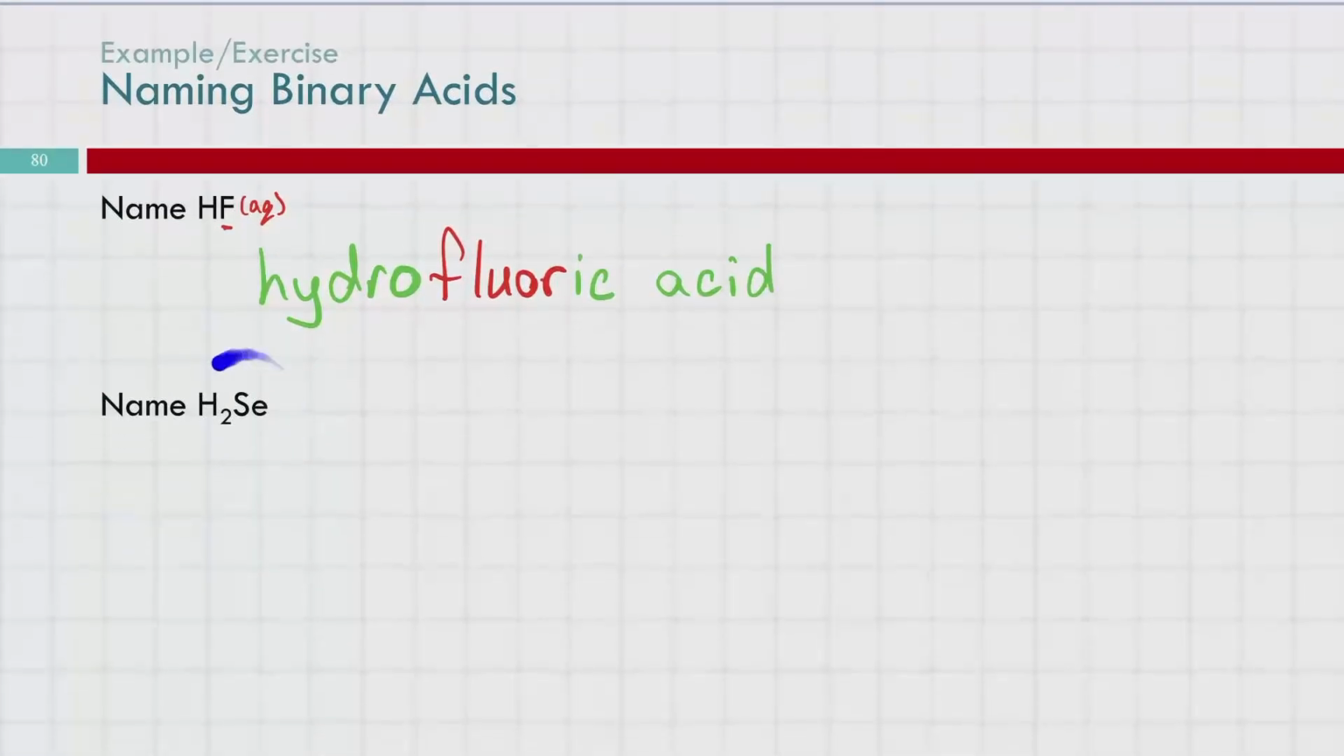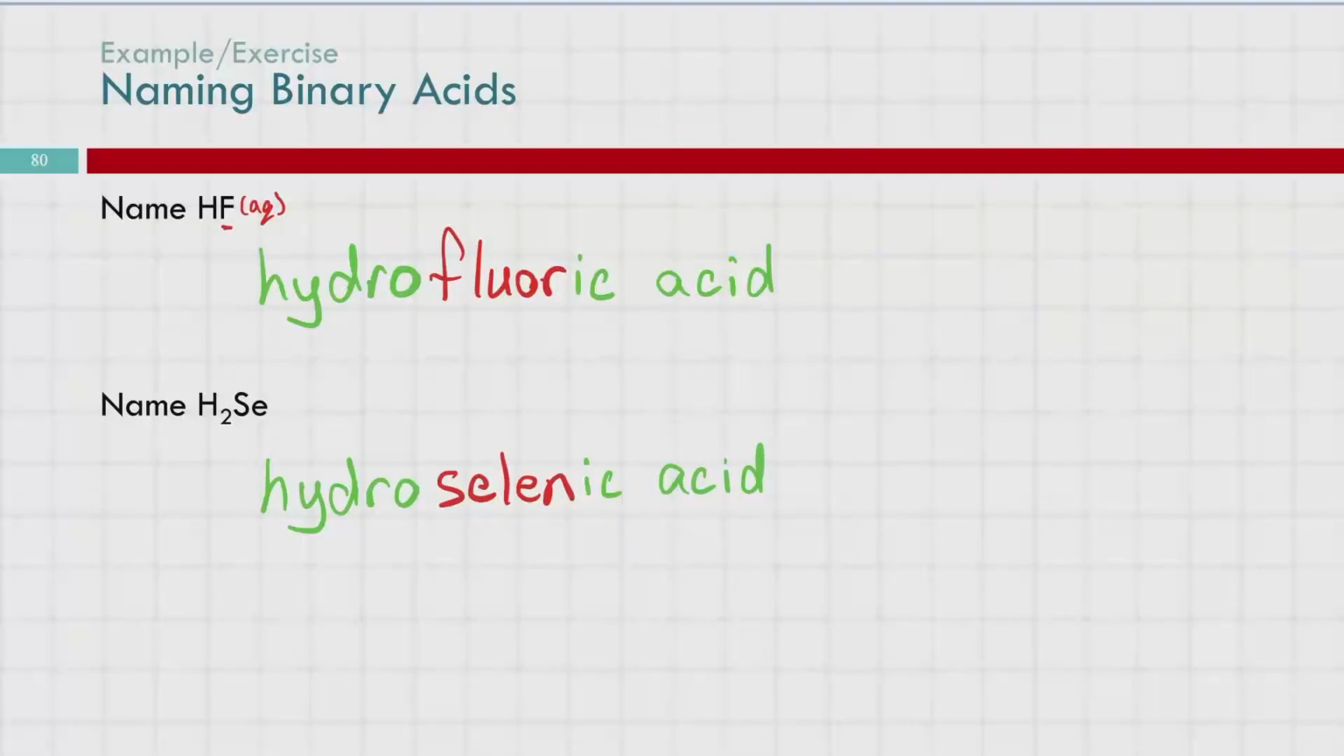We also have this other binary acid, H2Se. What do we need to include for H2Se at the front? We do not need di, as I'll explain in a second, but we do need the hydro. So we need the hydro, and then what is Se? What element is that? Selenium. And so we're going to take the selen part, that's our base. We're going to change the ending to ic, and we'll write acid.